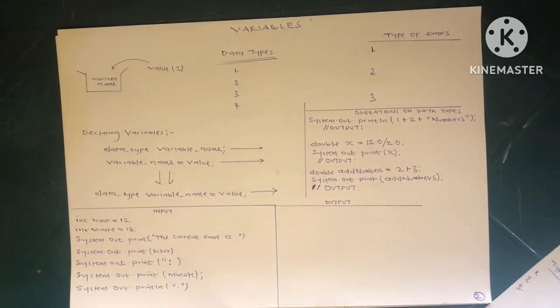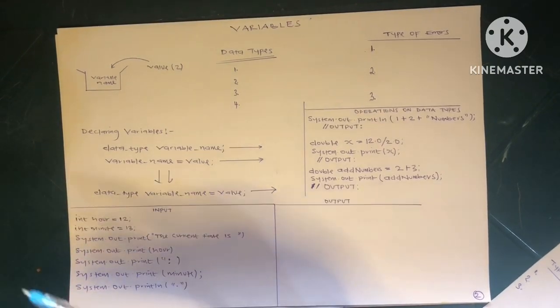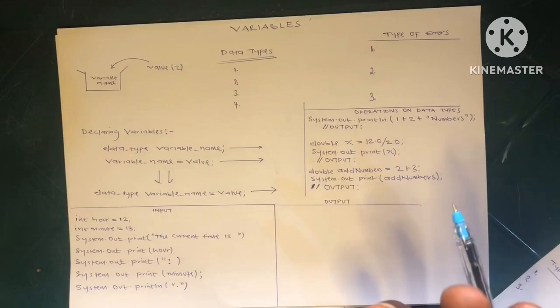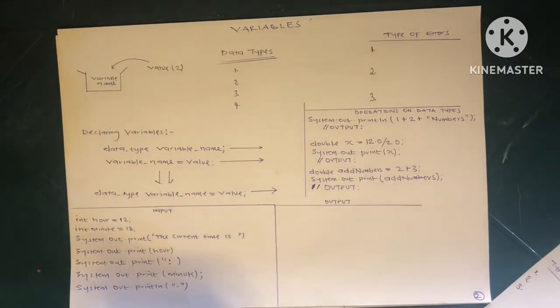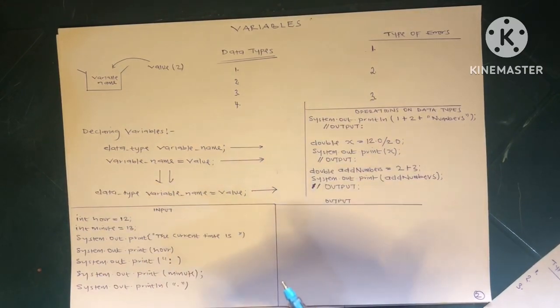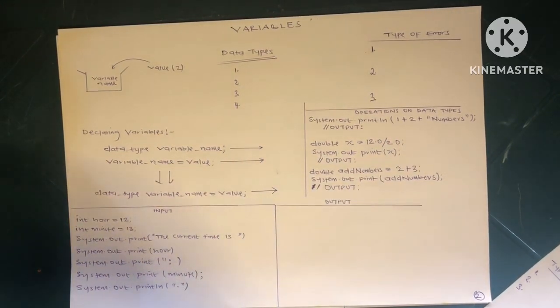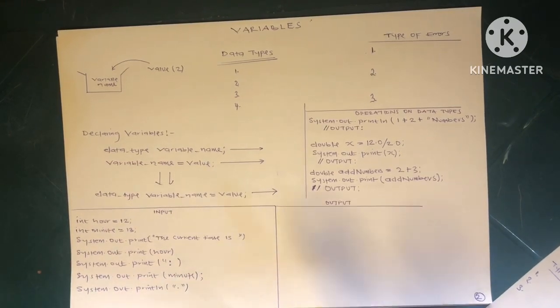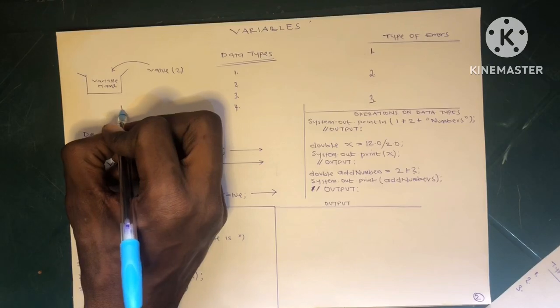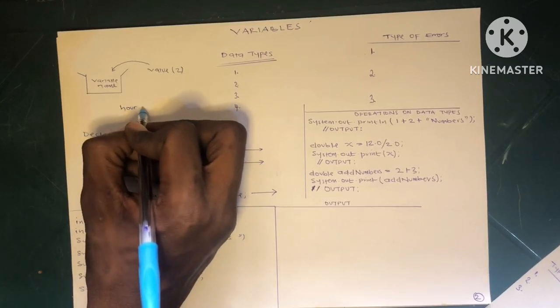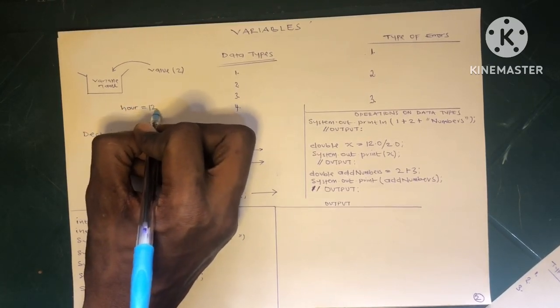There are periods when you're writing your program that you want to store values. For example, you might want to store the current time in your own variable. Let's assume the current time is 12 o'clock, and you want to store it so that you can use it later. You might create a variable called hour and say the current time is 12.